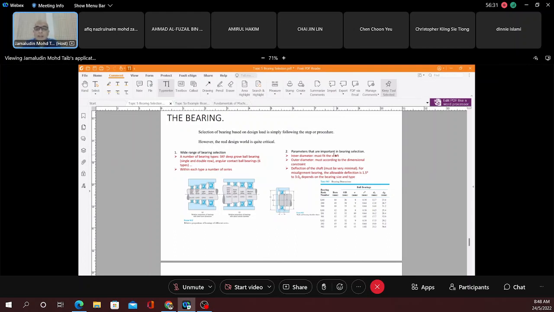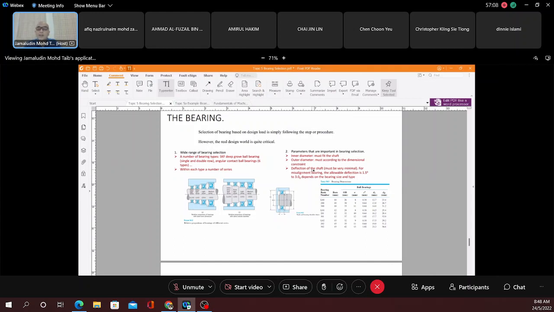Parameters that are important, I think we discussed this one. The bore diameter, or inner diameter, must fit the shaft. The outer diameter must fit the dimension constraint. For the sake of your own knowledge, you can download the SKF catalog. They also sell the bearing housing, that is, where you can mount the bearing by its outer diameter. This is quite important, but we do not cover it in our course.